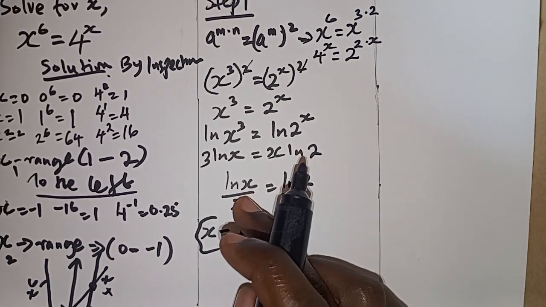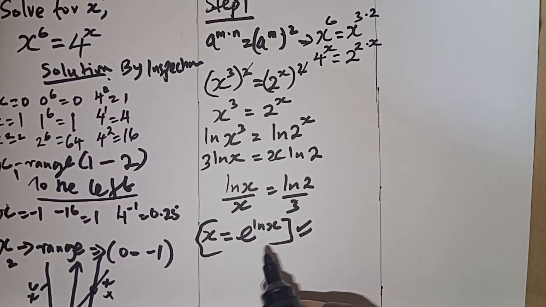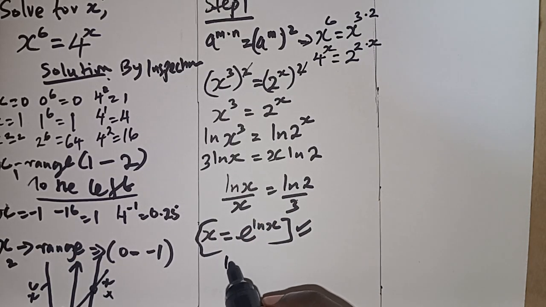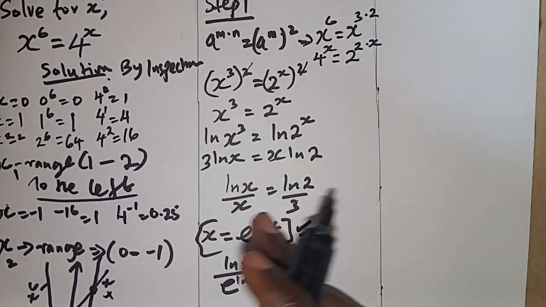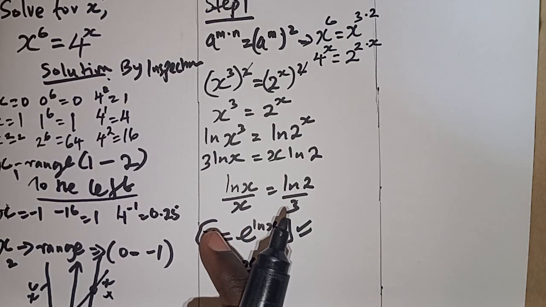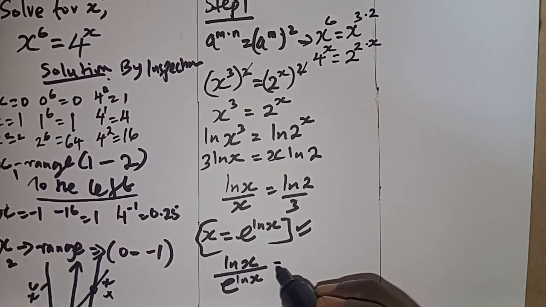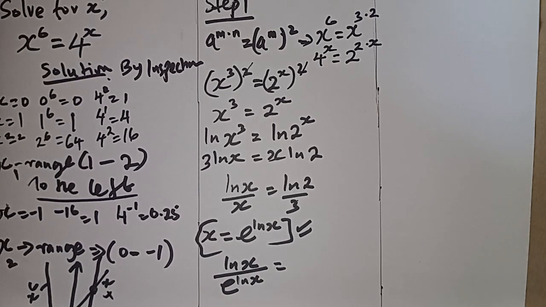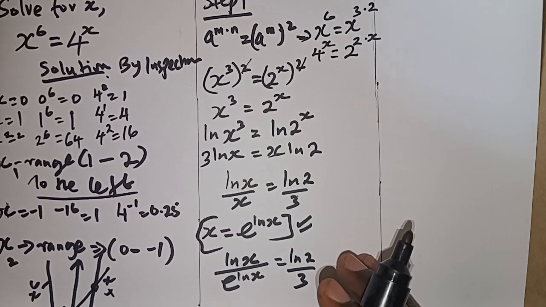So wherever I have x, I want to substitute this. It's going to change to ln of x divided by the exponent of ln of x, which should be equal to ln of 2 divided by 3.